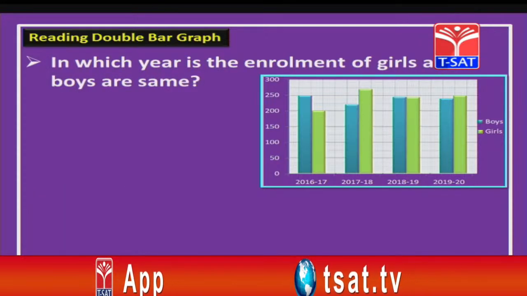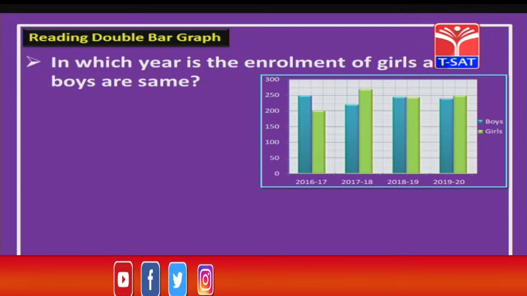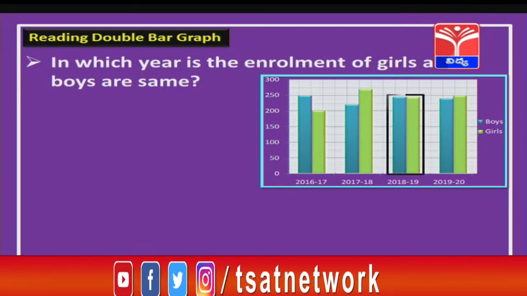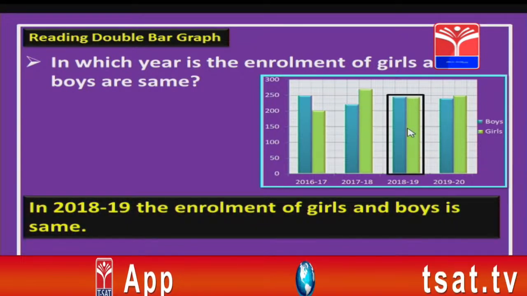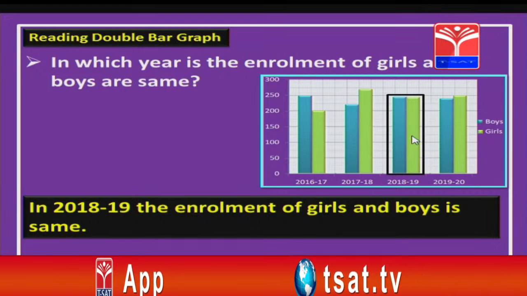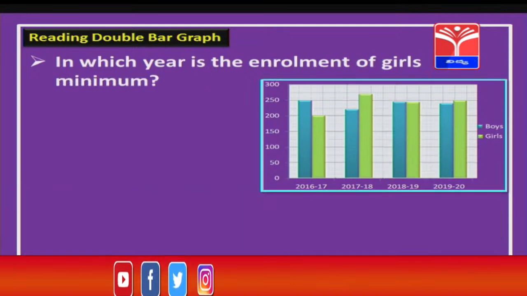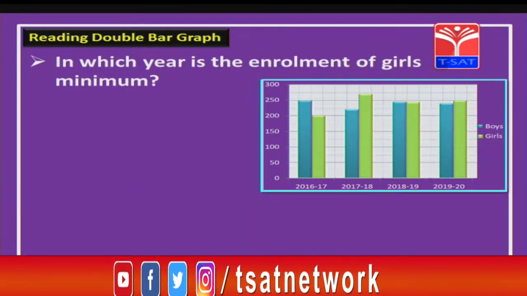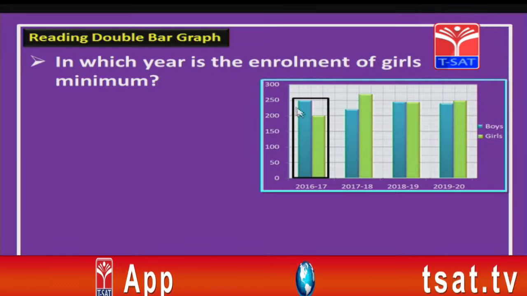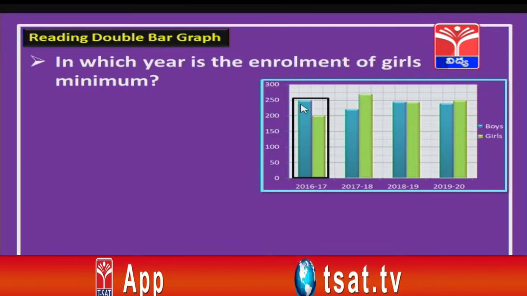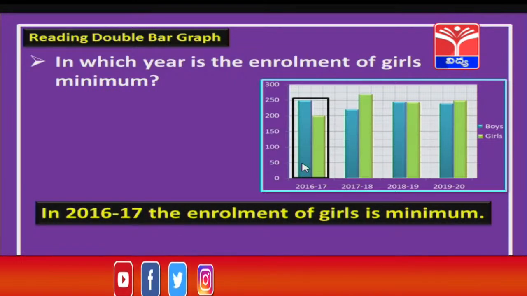Let us answer the next question. In which year is the enrollment of girls and boys the same? Now take a look at this double bar graph. If you notice, in 2018-19, both blue and green bars are of equal height. That means the enrollment of girls and boys is the same in this academic year. Okay, children. The next question, in which year is the enrollment of girls minimum? If you notice the double bar graph, the first one, that is 2016-17, the height of the green bar is less than blue. So in this academic year, 2016-17, the enrollment of girls is minimum.